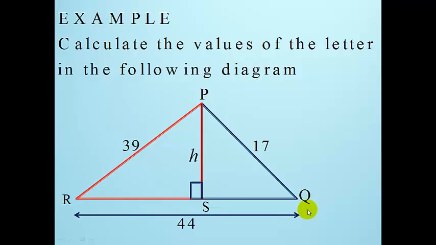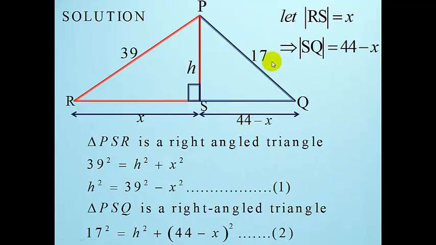Now let's see the solution to this problem. Considering the diagram that was given, PR was given to be 39 and PQ is 17. From P to S is H. Let the distance from R to S be X. If the distance from R to S is X, then it means that the distance from S to Q will be 44 minus X. Why? Because the total distance from R to Q is 44. And therefore, if the distance from R to S is X, then the distance from S to Q will be 44 minus X.